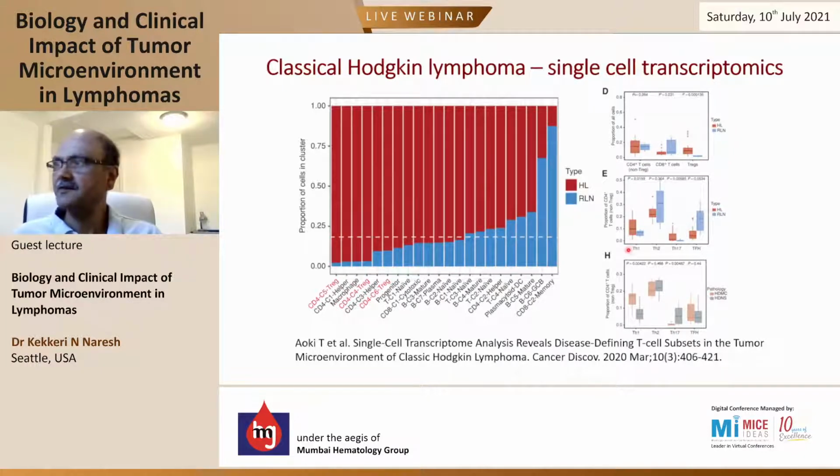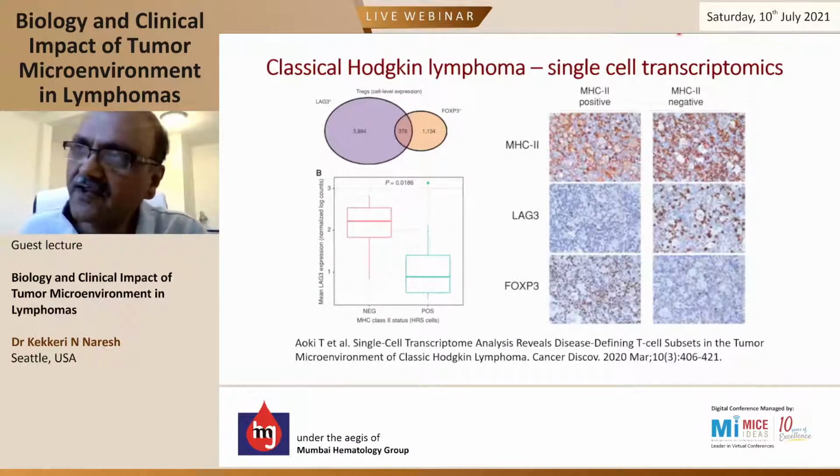reactive lymph node, as compared to Hodgkin lymphoma, you have a significantly higher number of Th1. And more importantly, Th17 seems to be a big discriminator between Hodgkin lymphoma and reactive lymph node. But when you look within the subsets of Hodgkin lymphoma, between mixed cellularity and nodular sclerosis, again Th1 is more common in mixed cellularity, but not so high in nodular sclerosis. And again, Th17 is predominantly seen in nodular sclerosis Hodgkin, but not so in mixed cellularity Hodgkin. So the message of this is that in mixed cellularity Hodgkin, the microenvironment is that of Th1, and in nodular sclerosis Hodgkin, the microenvironment is predominantly of Th17.